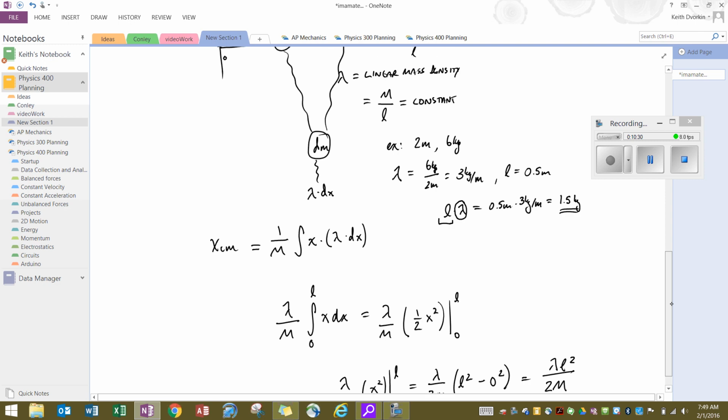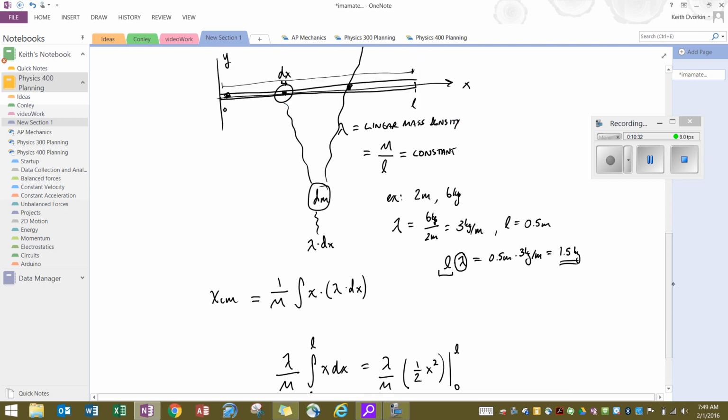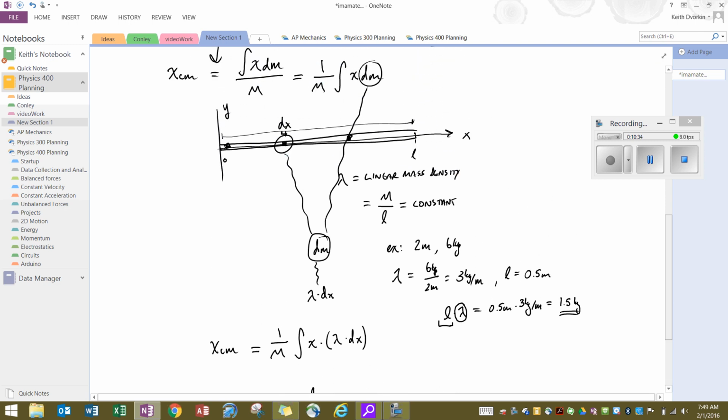Okay, so if you recall where we started, this is a uniform rod. I already know where the center of mass is, and you should too. So let's make sure it ends up where we know it should. It's got to end up at this point, the midpoint of the rod, L over 2.